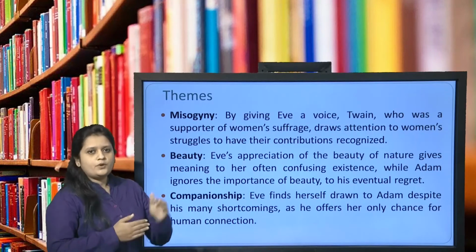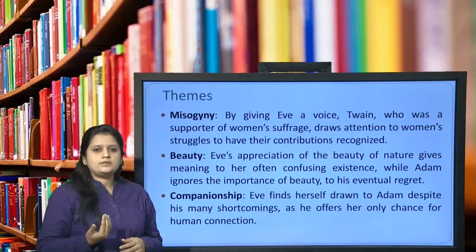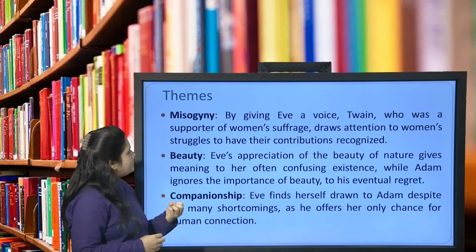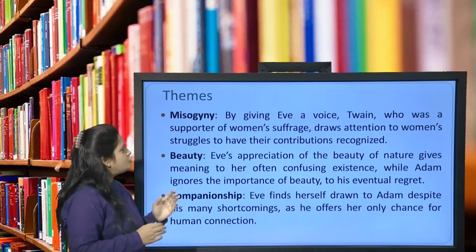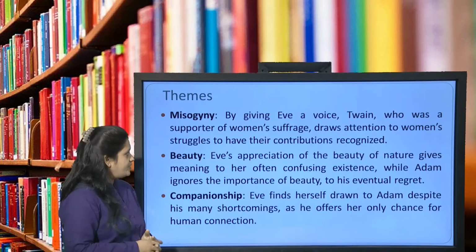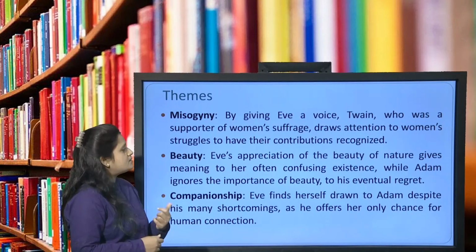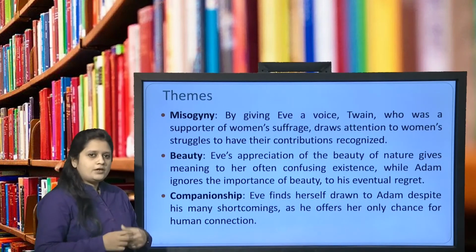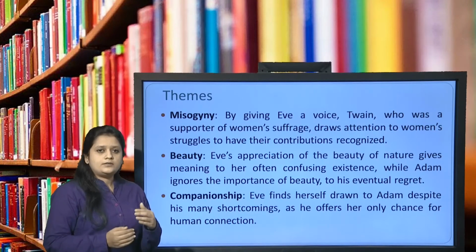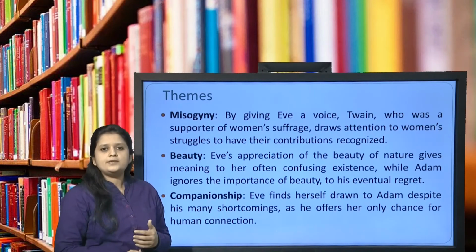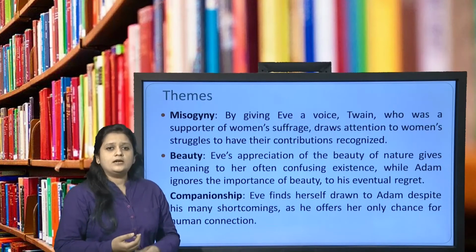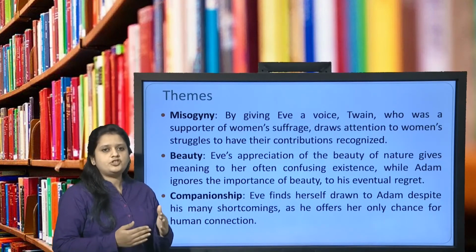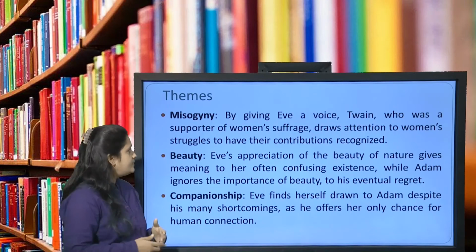So these are the themes that, until now, we can witness in the work Eve's Diary. That by giving Eve a voice, Twain, who was a supporter of women's suffrage, draws attention to women's struggle to have their contributions recognized. So, here also Twain has stood firm to his characterization, that he has given voice to Eve, which was neglected until that time.